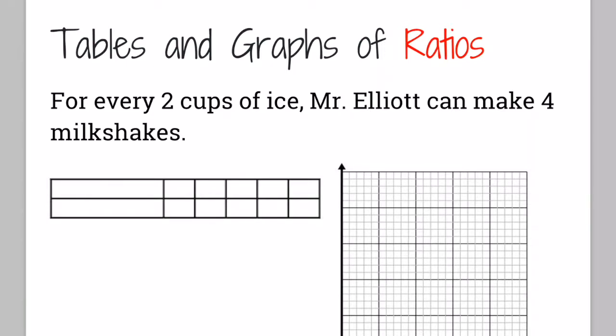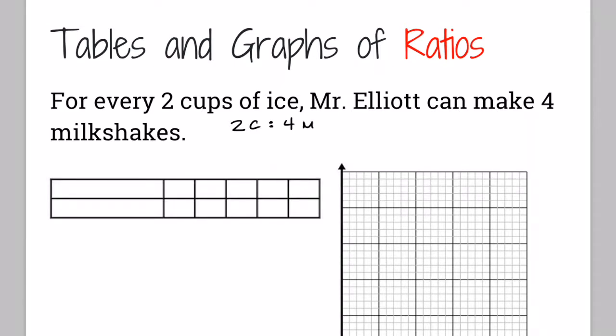Here's one way I want to actually stop and spend a little bit of time. These are tables and graphs of ratios, and I'm going to make both a table and a graph for you. It says for every 2 cups of ice, Mr. Elliott can make 4 milkshakes. So I want to stop here for a second. Before we dig into this, let's create a ratio. I know that 2 cups are going to give me 4 milkshakes.